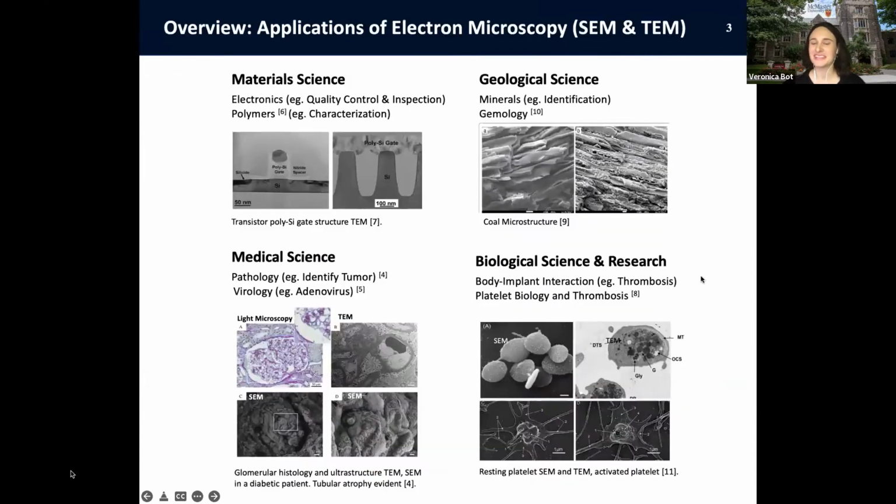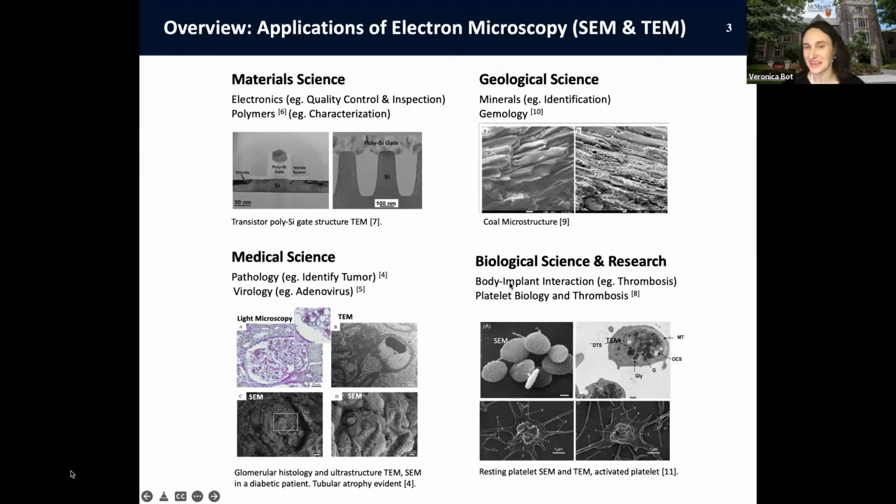So not surprisingly, and this is mostly for interest, EM has a variety of applications, and some of you may work in different fields, so I thought I would include this here. So the list is not comprehensive, but material science, definitely for quality control, characterization of semiconductors, microchip elements, which is very cool, very high precision. So high resolution images are required.